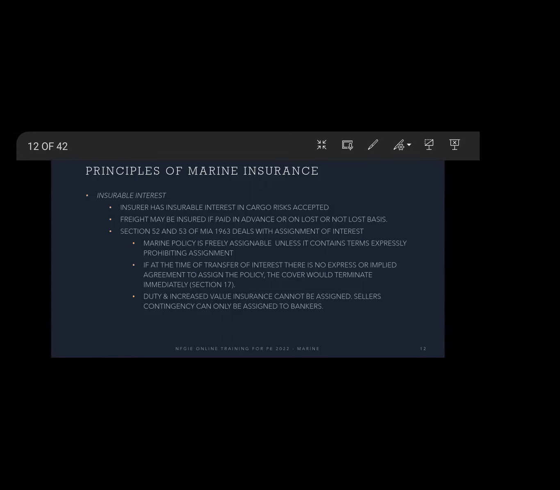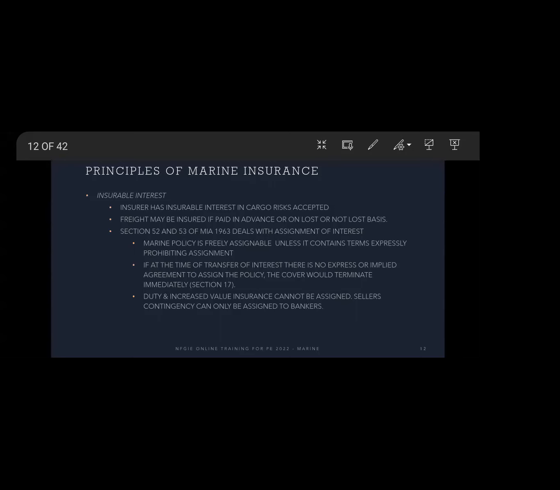Second point is, if at the time of transfer of interest, there is no express or implied agreement to assign the policy, then the cover would terminate immediately. What it means is that if the seller is selling the cargo to a buyer and there is no agreement between them that I will assign my policy to you once I sell it to you, then whatever policy we have issued to them will terminate immediately, even if it is in the course of transit.